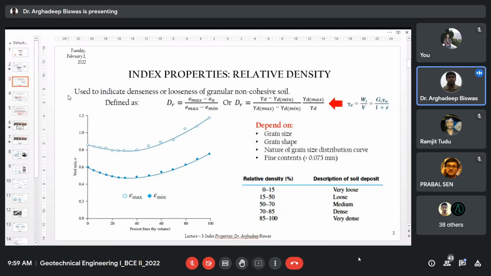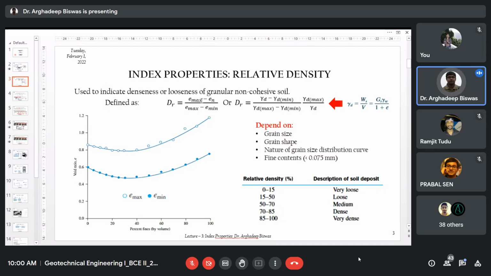Please remember e max corresponds to the gamma, or unit weight, that is the least unit weight, and e minimum is the highest density, the greatest unit weight that you can achieve. Here e is the void ratio. If you replace the void ratio with unit weight, the expression turns into gamma d minus gamma d minimum, divided by gamma d max minus gamma d minimum. This whole component is multiplied by gamma d max divided by gamma d.